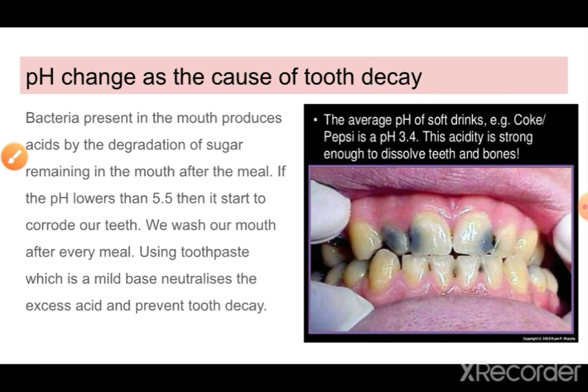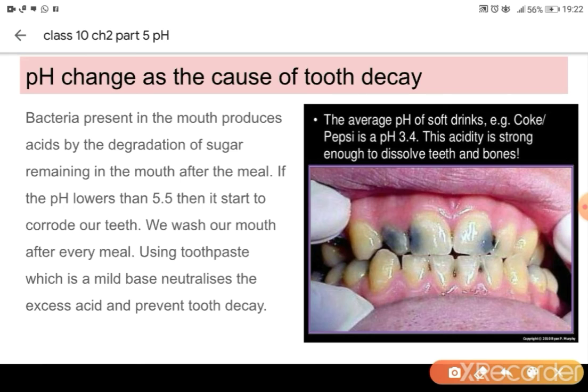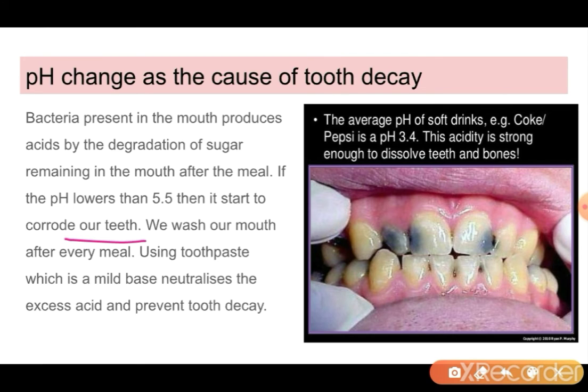Then the pH in our mouth should also be maintained. If this pH reaches below 5.5, then this acid corrodes our teeth. The bacteria which are present in our mouth produce acid by degrading the sugar. That is why we should always brush our teeth before going to bed, and we should not eat sugary or junk food during the night time, because the sugar which is present in the food causes decay with the help of bacteria, and it turns into acid, and this acid corrodes our teeth badly.